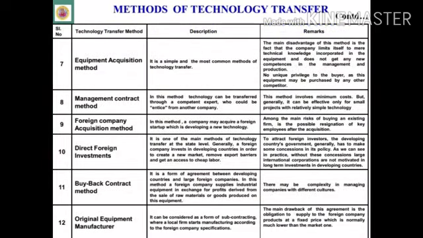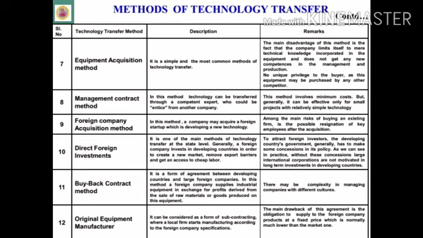Equipment acquisition method is another method of technology transfer. Of course, it is a very simple method and it is the most common method of technology transfer. But there are certain disadvantages. The main disadvantage of this method is the fact that the company limits itself to mere technical knowledge incorporated in the equipment and does not get any new competencies in the management and production. No unique privilege to the buyer, as this equipment may be purchased by any other competitor. This is their drawback.